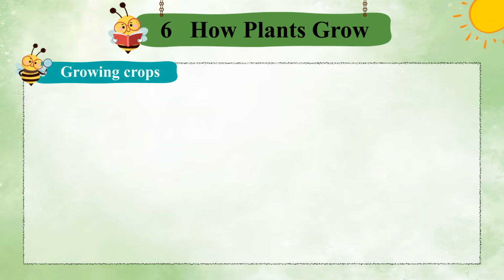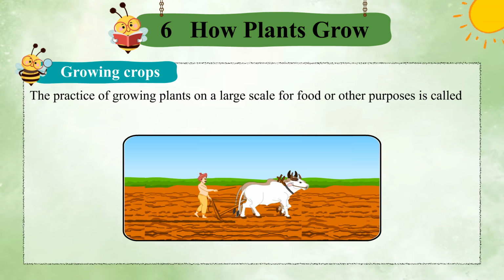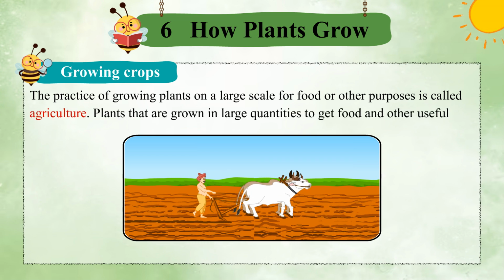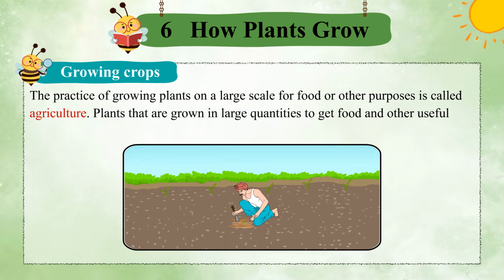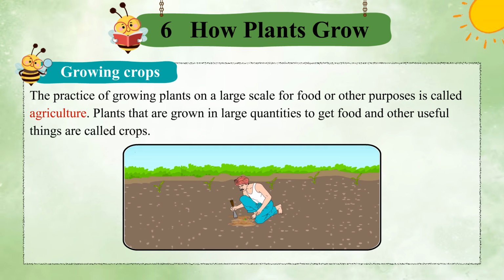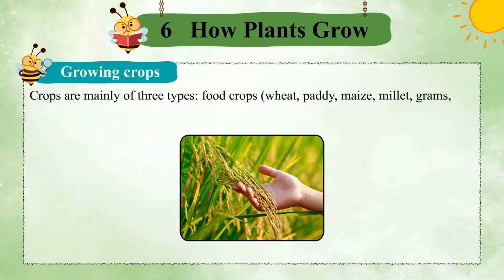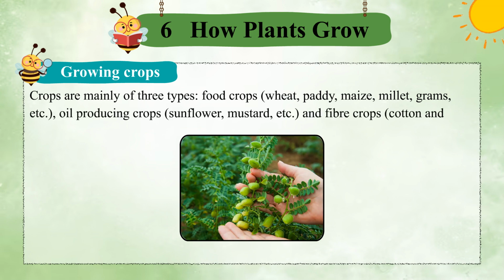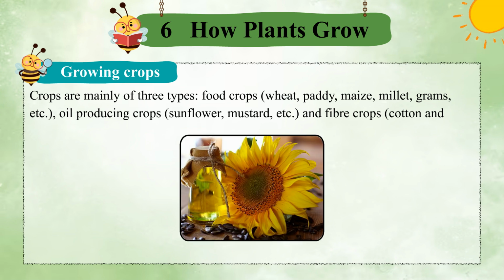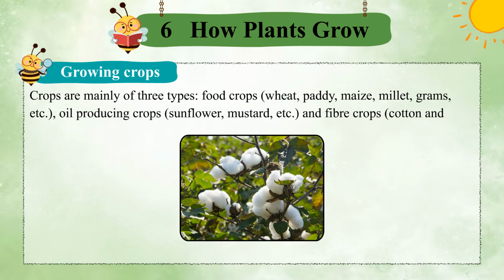Growing crops. The practice of growing plants on a large scale, for food or other purposes, is called agriculture. Plants that are grown in large quantities to get food and other useful things are called crops. Crops are mainly of three types: food crops, wheat, paddy, maize, millet, grams, etc.; oil-producing crops, sunflower, mustard, etc.; and fiber crops, cotton and jute.